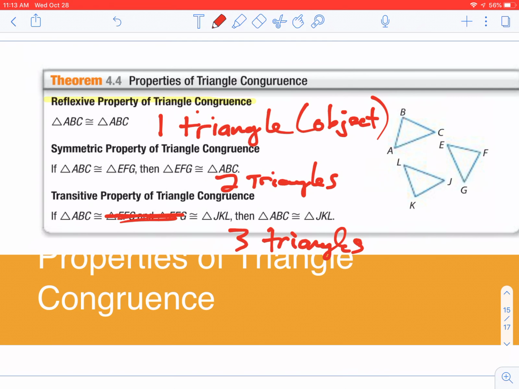Okay, so make sure you know these three properties because we're going to be practicing those coming up in the next couple of units.